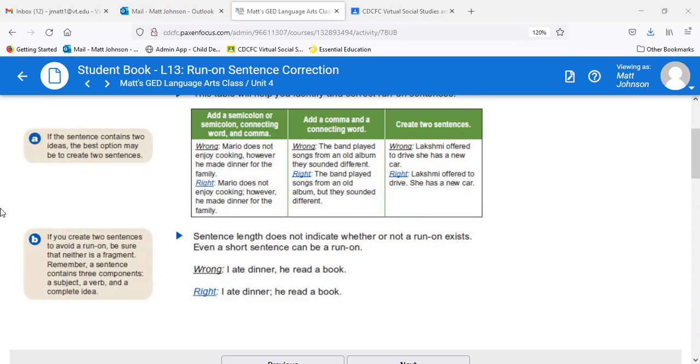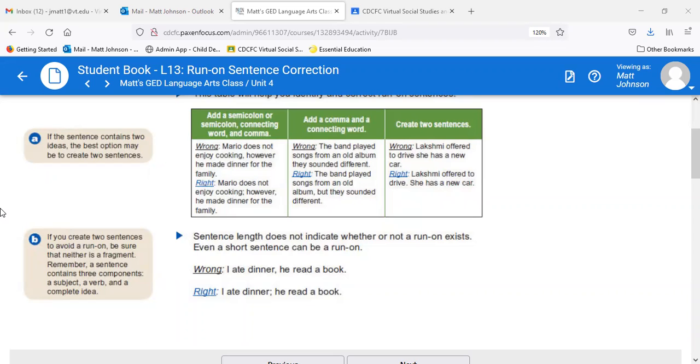And then the second text box says, if you create two sentences to avoid a run-on, be sure that neither is a fragment. So they have to be, just like I said, run-on sentences are when you're smashing two complete sentences together without the correct punctuation or the correct connecting word. So that's going to be something we deal with comma splices as well. So if you create two sentences to avoid a run-on, be sure that neither is a fragment.